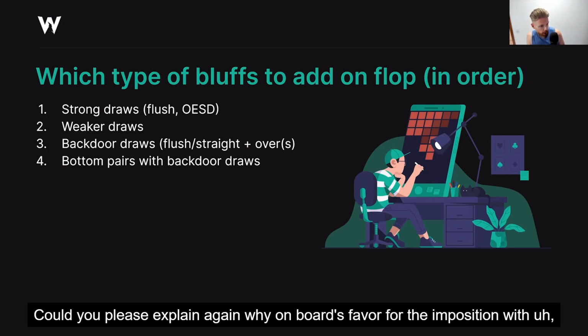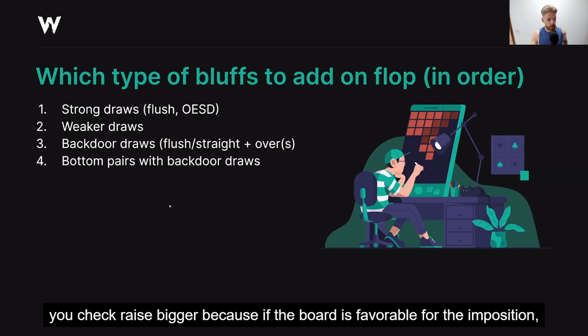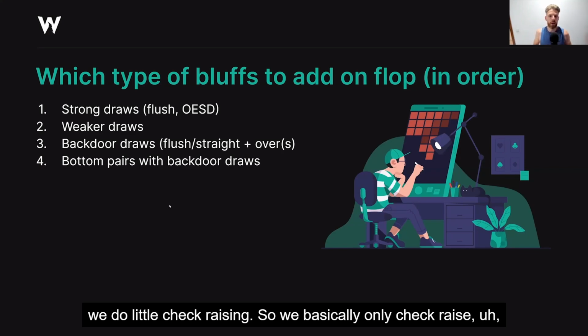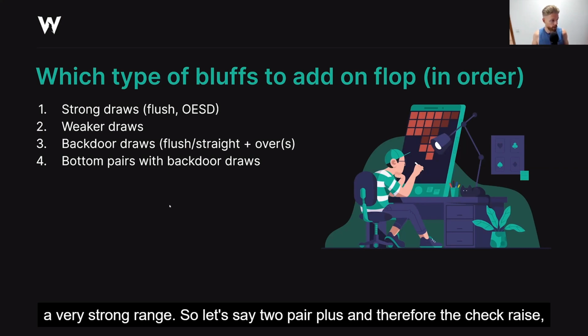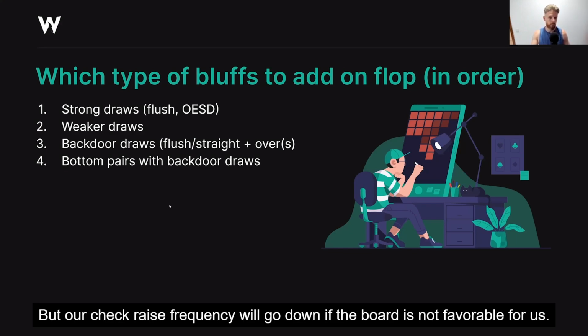Could you please explain again why on boards favorable for the in position player we check raise bigger? You check raise bigger because if the board is favorable for the in position player, we do little check raising. So we basically only check raise a very strong range, let's say 2 pair plus, and therefore the check raise sizing will be bigger. Our check raise frequency goes down if the board is not favorable for us.